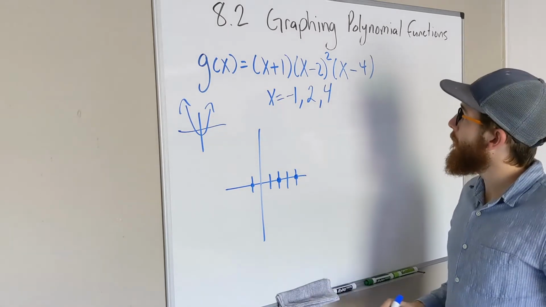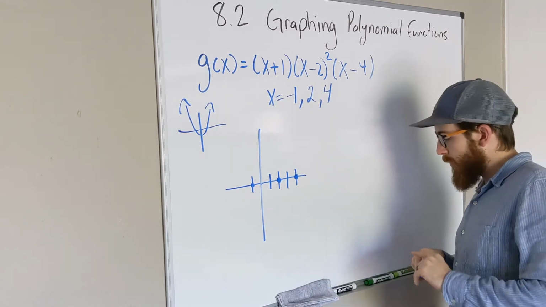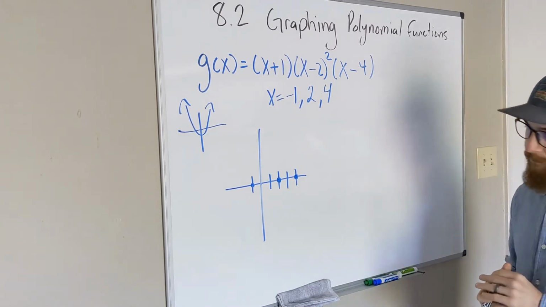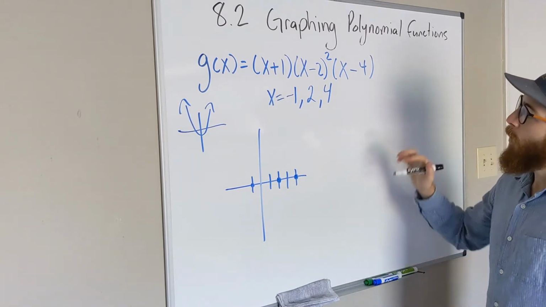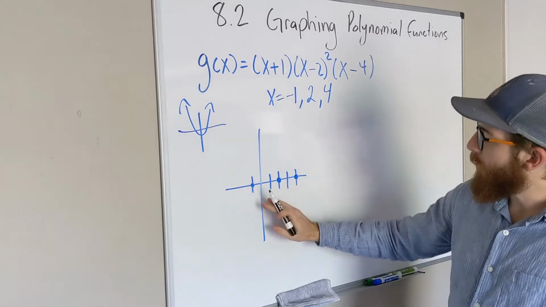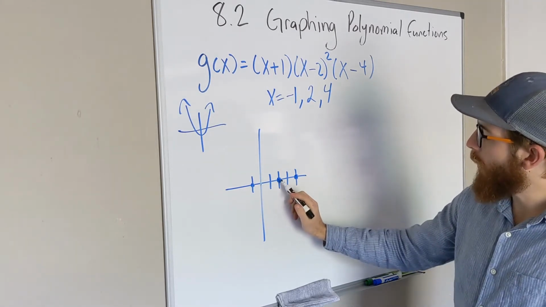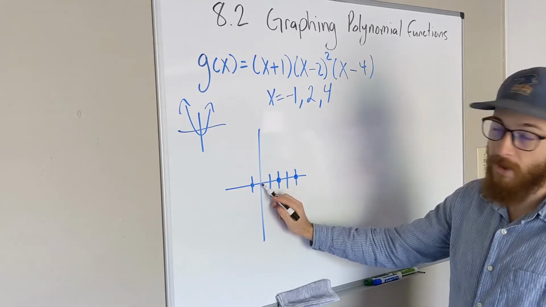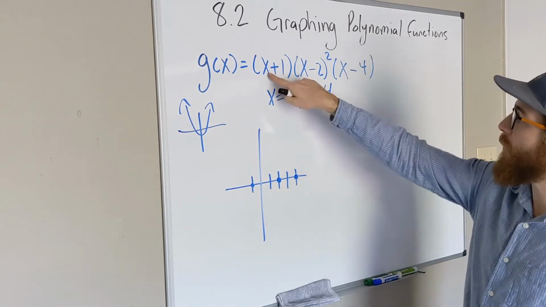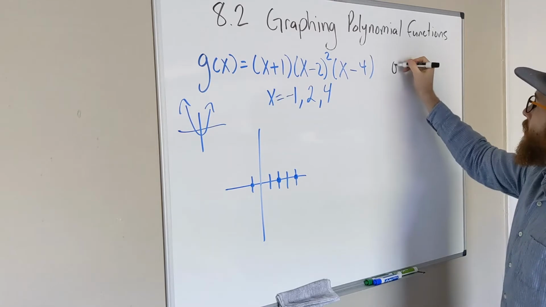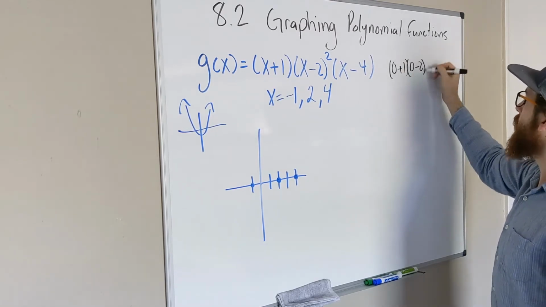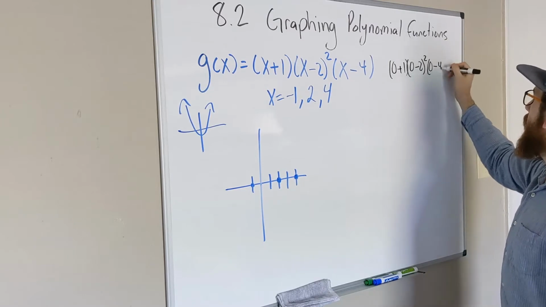And so what we're going to do though is look for more specific values. So what I want to do is choose a value between -1 and 2. Well, the easiest value to choose would be 0, right? So if I put 0 in here, I get 0 plus 1 times 0 minus 2 squared, 0 minus 4.